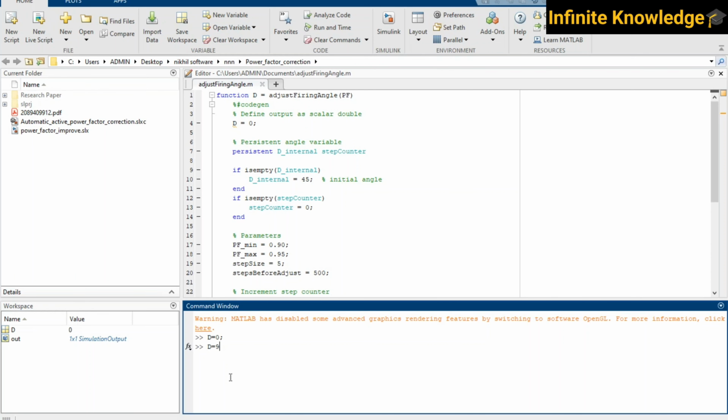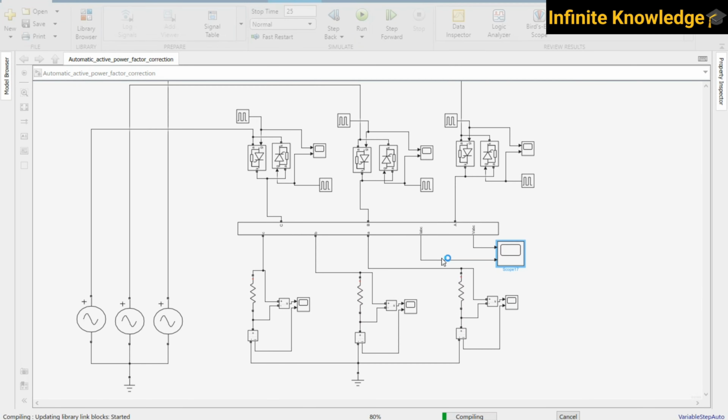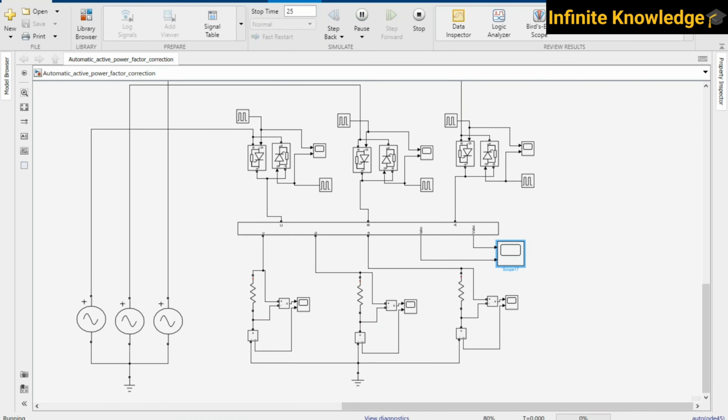Now if I set D equal to 90 degrees and change the model, you can see the D value is changed over here, and again check the simulation, what waveform we are getting and what the output is. Once the simulation starts, I just stop it after some time.